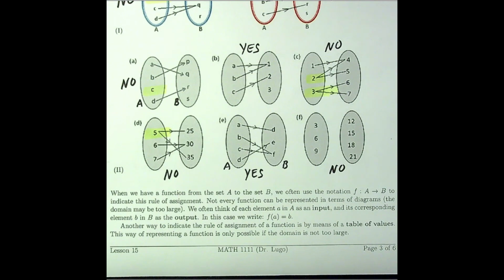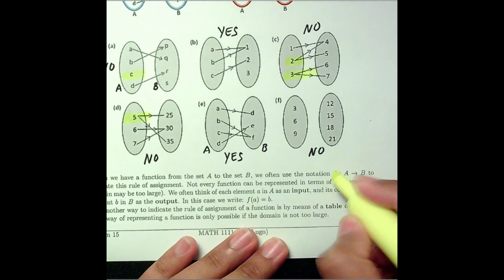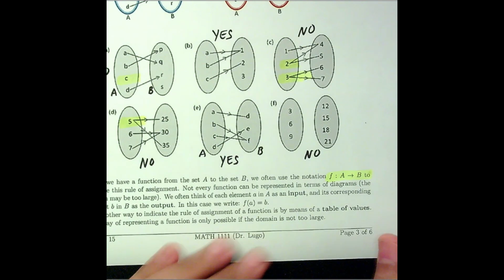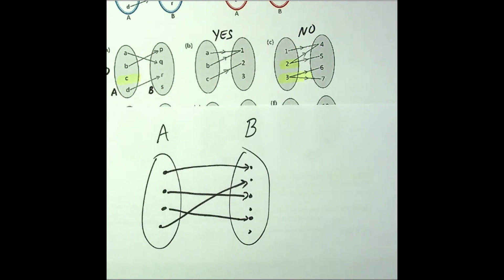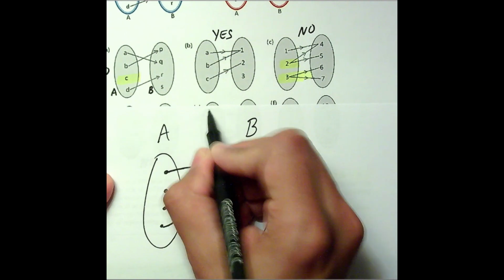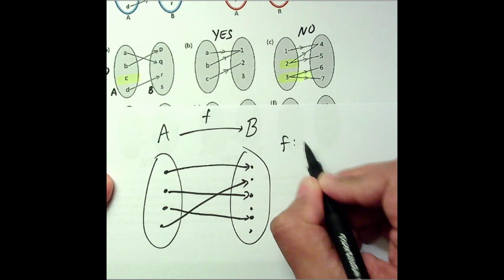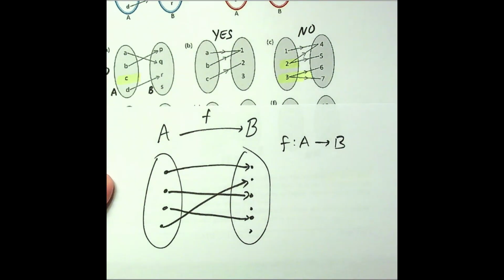So we're going to say that the rule of assignment is F from A to B, and this is the way we write it. F goes from A to B. So sometimes we write it like this. If that's your function, we say f, we go from A to B, and we write it like this as well. The function f goes from A to B.